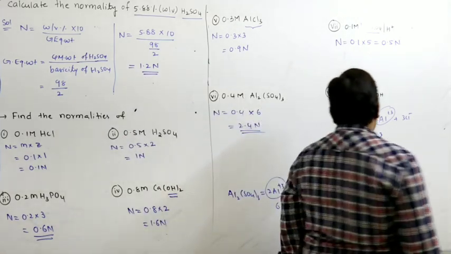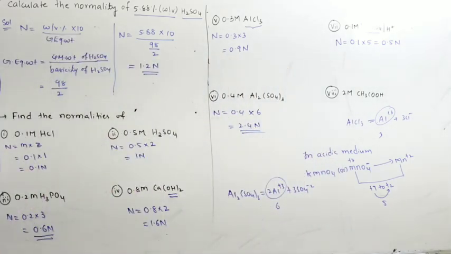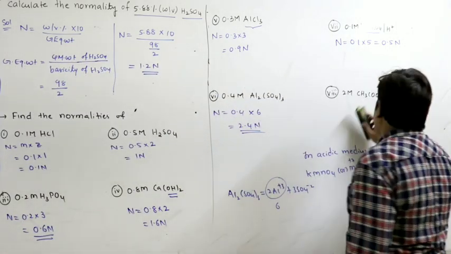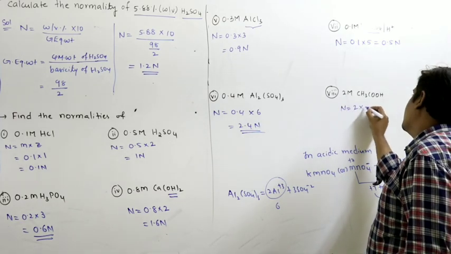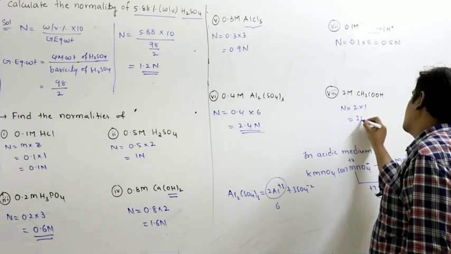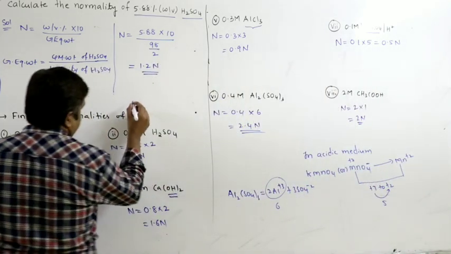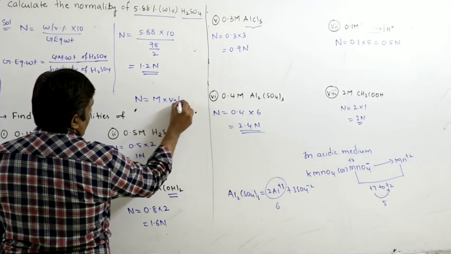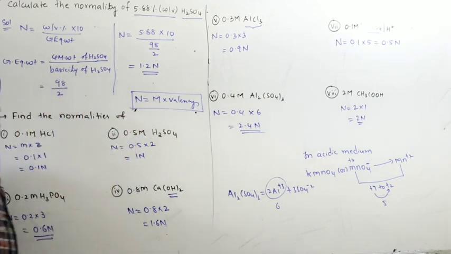Acetic acid. Acetic acid is a monobasic acid. It releases one H plus ion. So, only one H plus ion. Therefore, normality equals molarity into 1, that is 2 normal. So, using this relation, normality equals molarity into valency, we have calculated this.